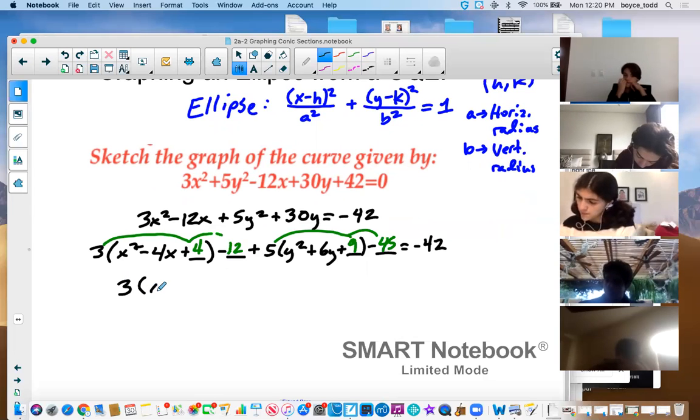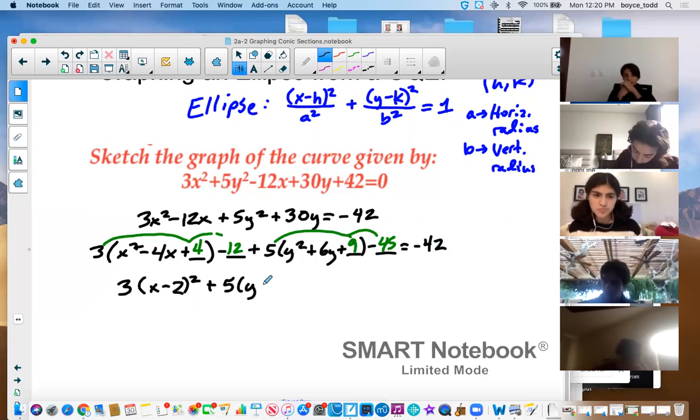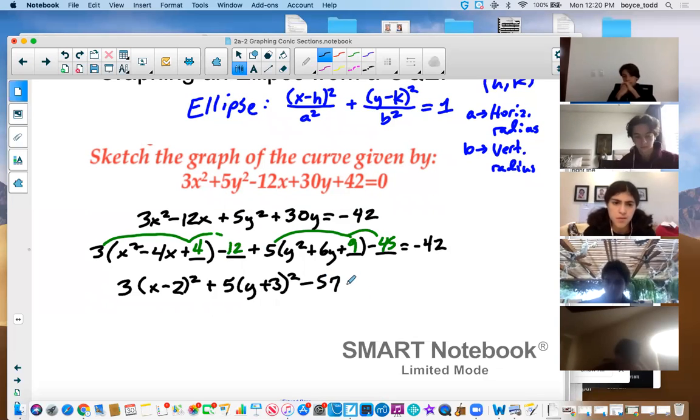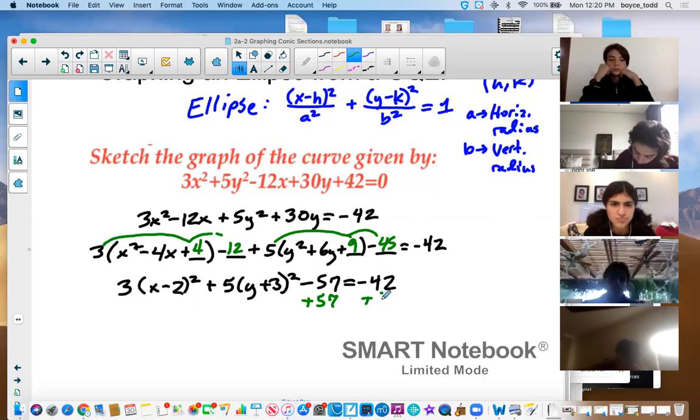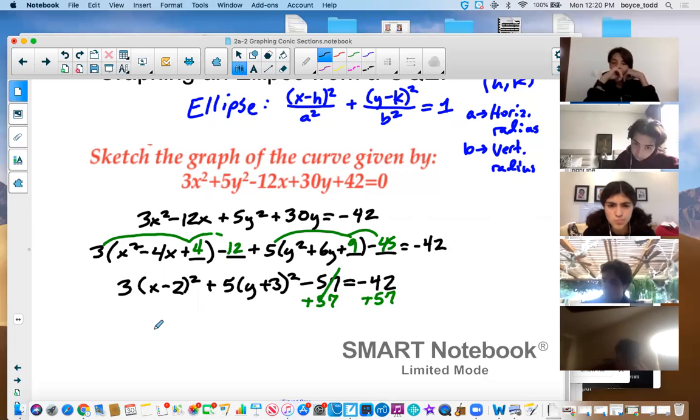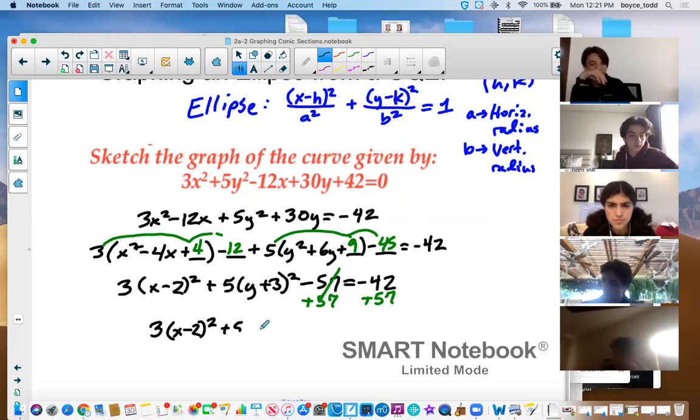All right, so this gets a little bit complicated algebraically, but it's all going to work out here in a minute. So I'm going to write my numbers over there in a minute, but I got 3 times x minus 2 squared, plus 5 times y plus 3 squared, minus 12 minus 45 is 57. Okay, so then the next thing I want to do is I want to add 57 to both sides, so I get rid of it on this side. So now you're at this stage. You're at 3 times x minus 2 squared plus 5 times y plus 3 squared equals 15.